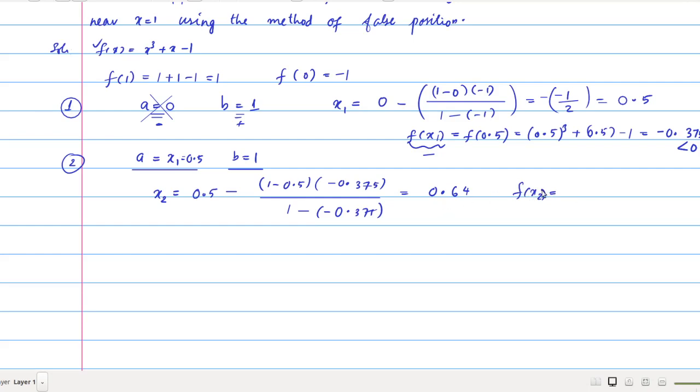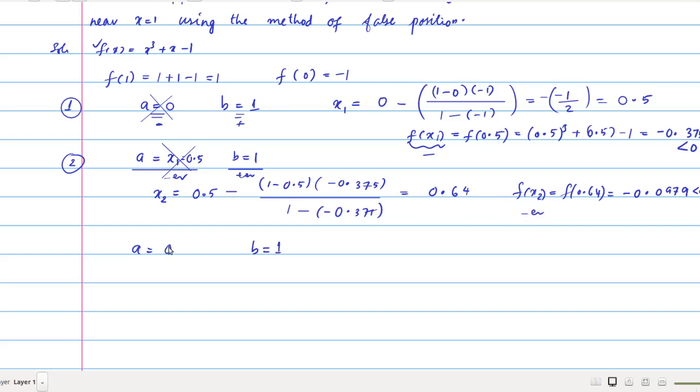Now immediately evaluate f of x2, that is f of 0.64. Just evaluate this using the same argument. That is equal to minus 0.0979, which is again less than 0. So this value is negative, and at b the value is positive. Now we have to set a and b for the next step. This is negative, so we neglect this one again and we use the same b, and instead of a we take this x2.